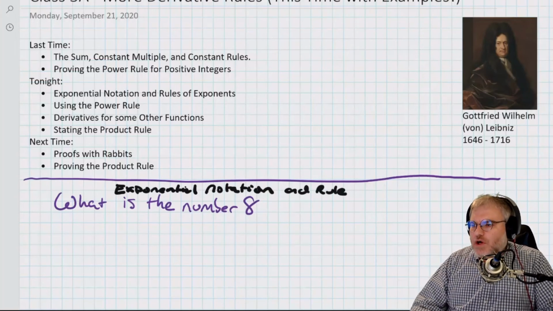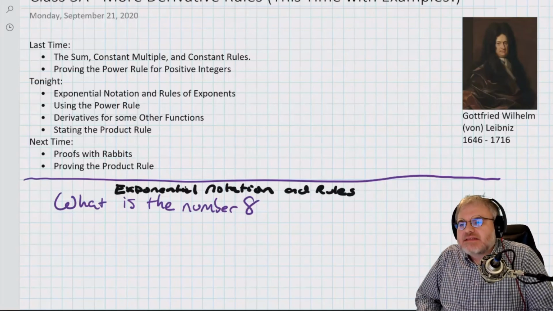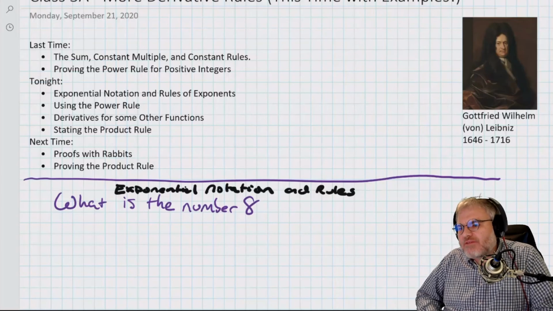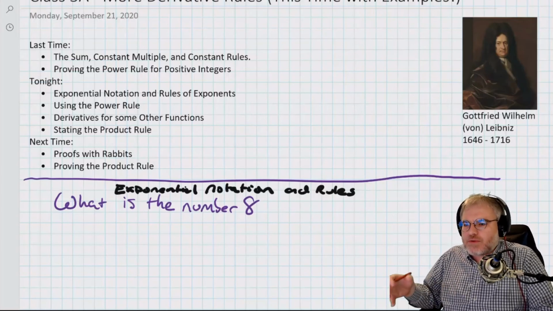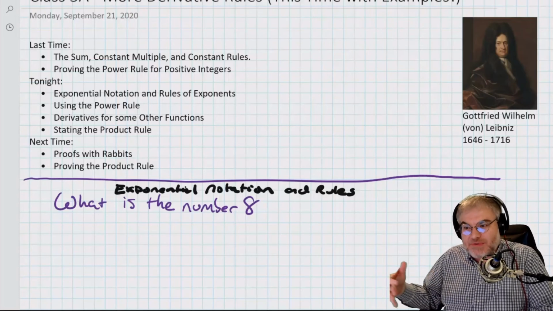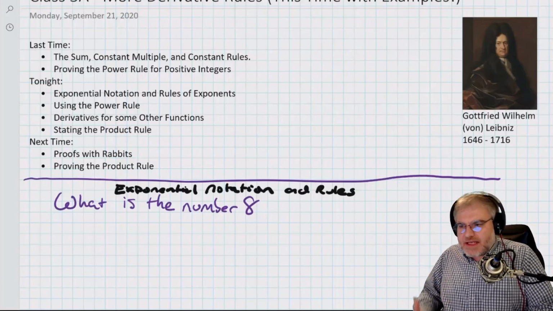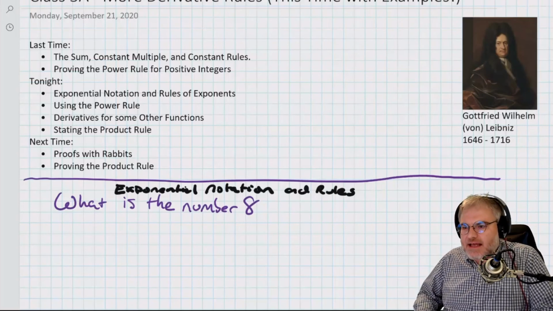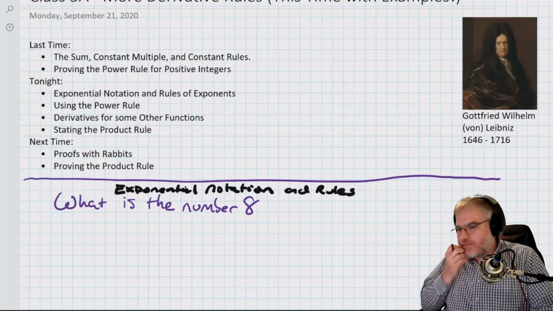What is the number 8? What do we think about when we think about the number 8? Well, if you're a logician, you think of it as the set containing 0, 1, 2, 3, 4, 5, 6, 7. You could think of it as an integer. You could think of it as 0 plus 8, or the thing that's 8 away from the origin.